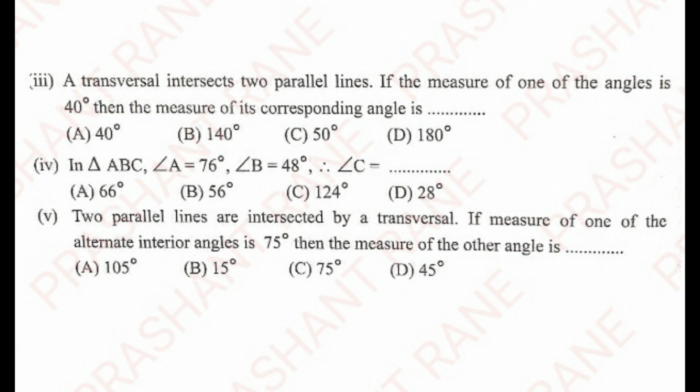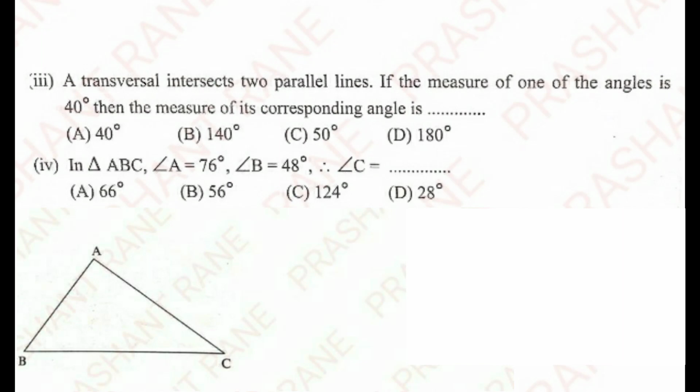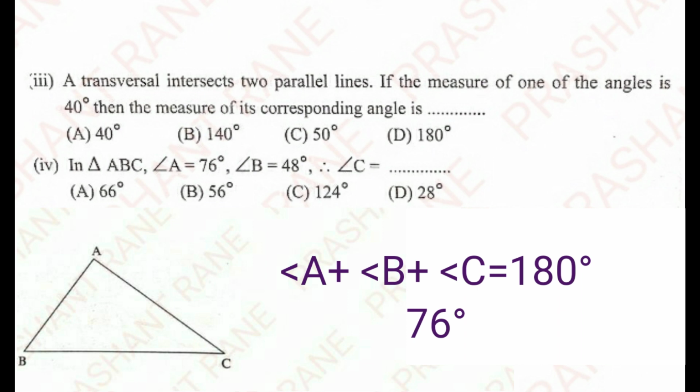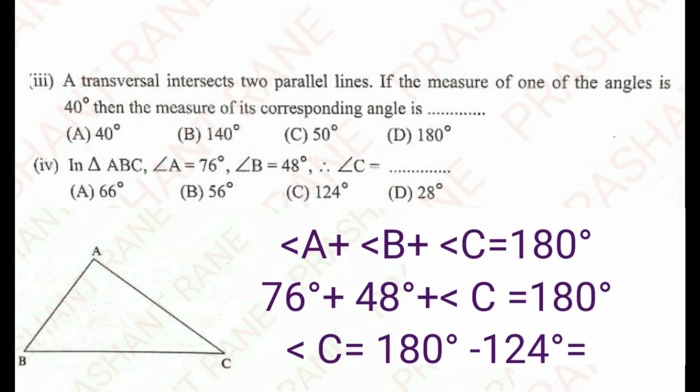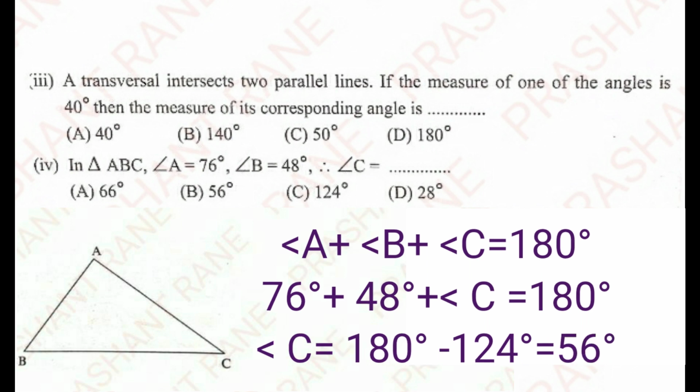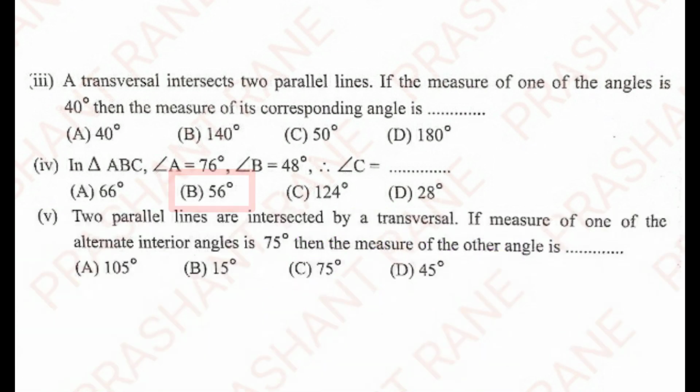Question number 4. In triangle ABC, angle A is 76 degrees, angle B is 48 degrees. You have to find angle C. We know that angle A plus angle B plus angle C is 180 degrees. That is, the sum of measures of all angles of a triangle is 180 degrees. 76 plus 48 plus angle C is equal to 180 degrees. Therefore, angle C is equal to 180 degrees minus 124 degrees, that is equal to 56 degrees. Therefore, the correct option is option B, 56 degrees.